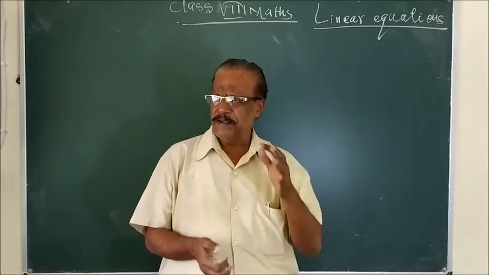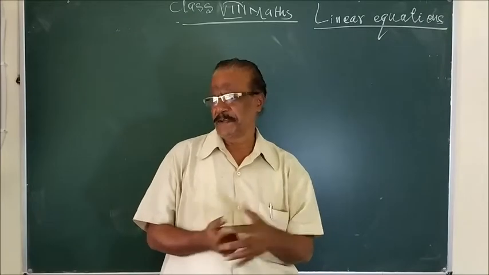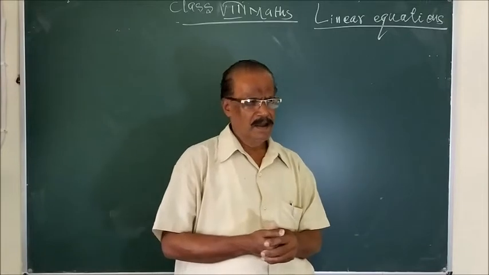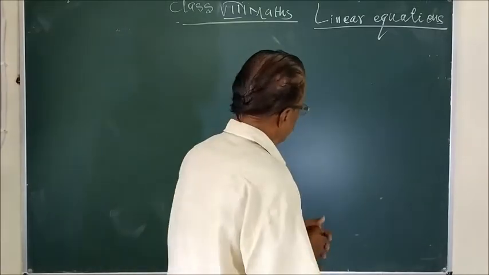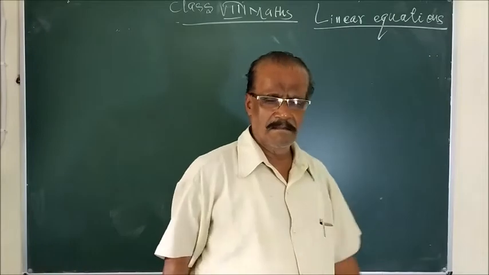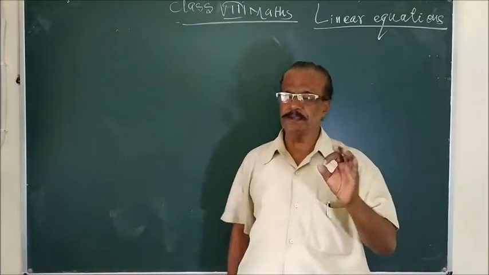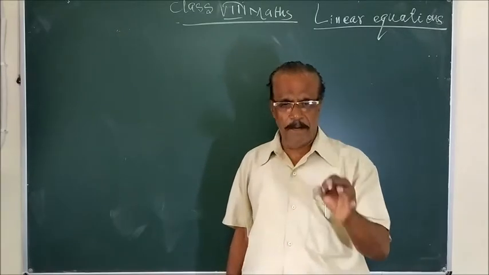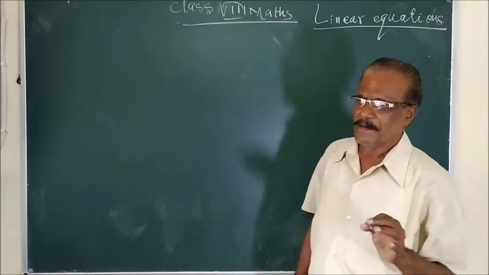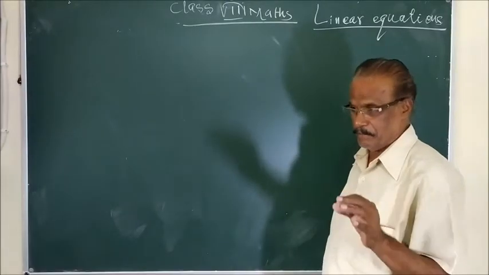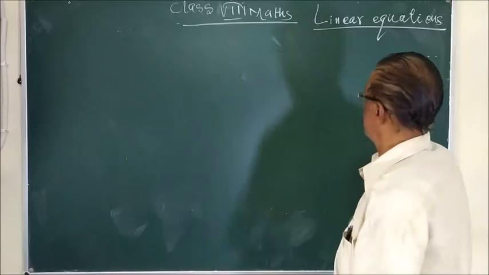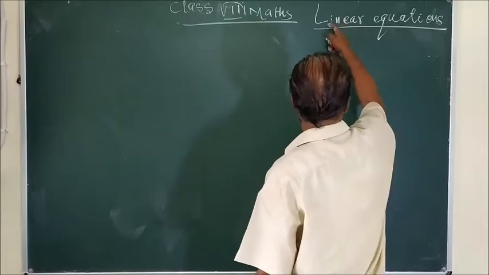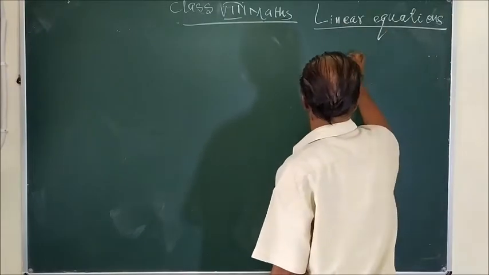So first you should understand what are equations and what are linear equations. Linear means the degree of the variable in an algebraic expression is 1. That is called linear. If the maximum power of the variable is 2, that is positive, you will learn that in the next class, but now you concentrate on linear equations.